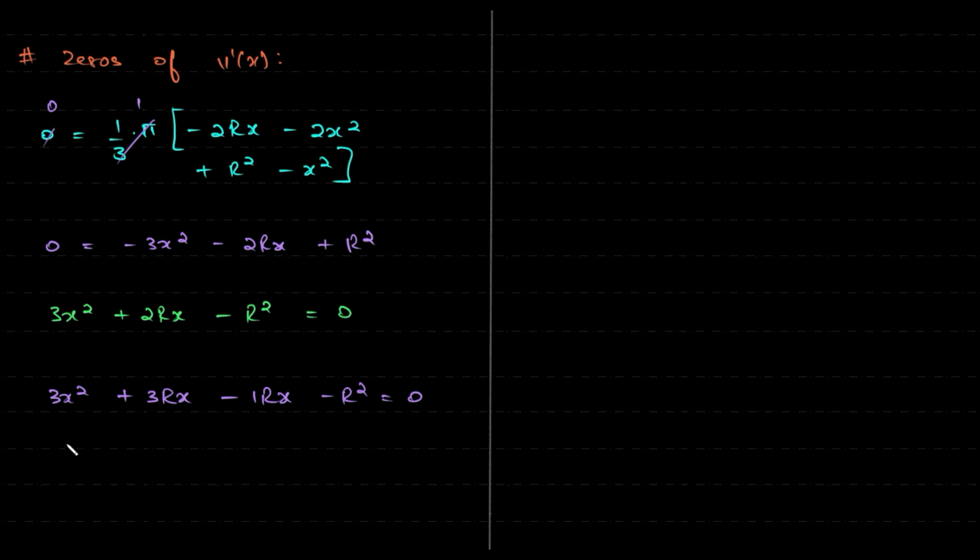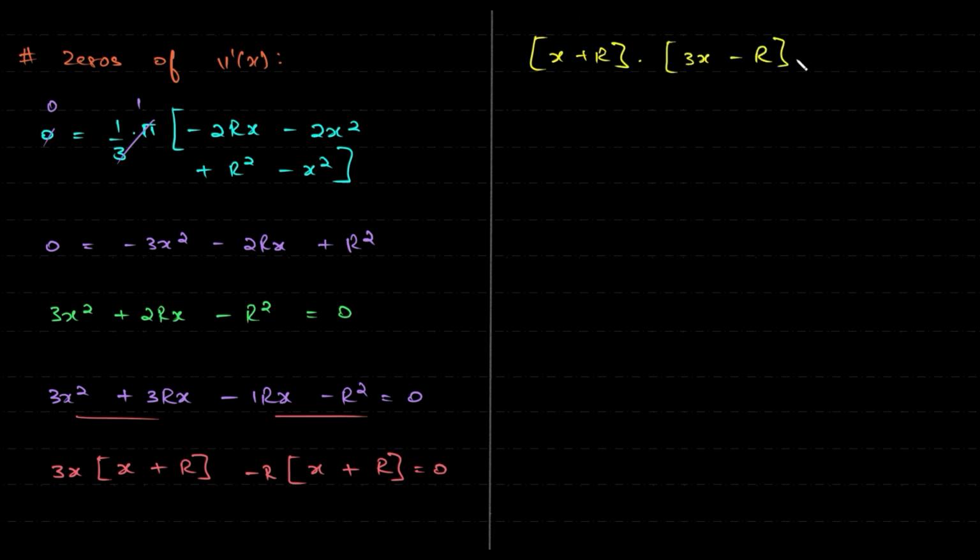And so we have 3x as common. So we have x plus r as common, and x minus r, my bad, is equal to 0. So we have x plus r times 3x minus r is equal to 0, right? So we have, therefore, x is equal to minus r, comma, r by 3. So these are your two critical points.